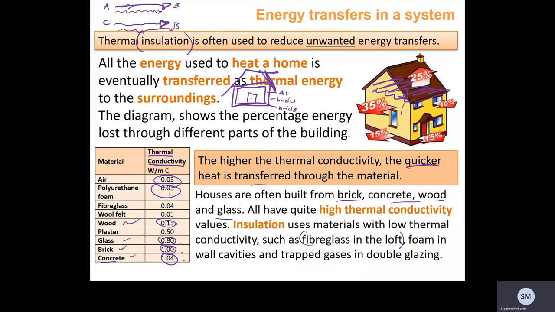And in between, we would have air or foam. Most likely foam, because the air would be able to go in and out with the bricks and it wouldn't work. And when there's foam in between these bricks, it stops the heat from getting out.